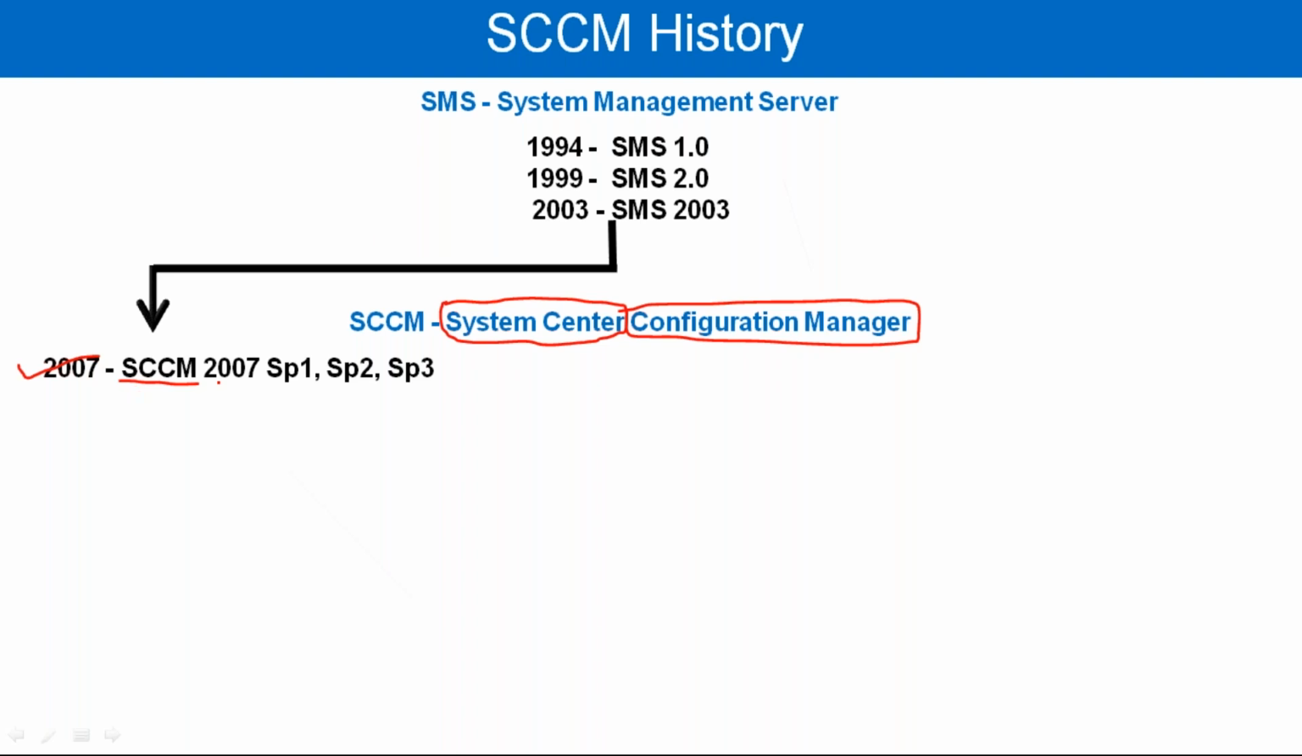So SCCM 2007, then with multiple versions. Then SCCM 2012 in the year 2012 with multiple versions. Then in November 2015, Microsoft stopped using names like SP2, SP3, R2. They started putting it as year and month. So SCCM 15 is the year and 11 is the month.